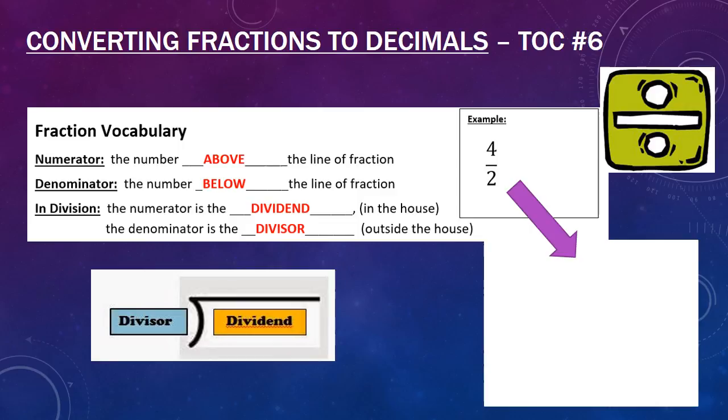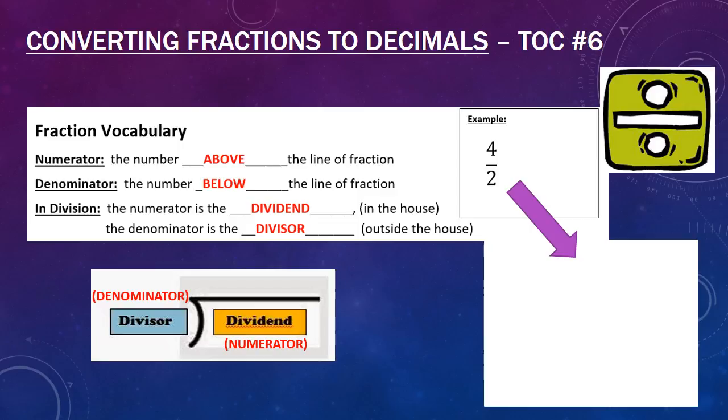So if you look down below at the blue divisor and the yellow dividend, think of it this way. The yellow dividend is the numerator, and the blue divisor is the denominator. So the numerator goes inside, the denominator goes outside.